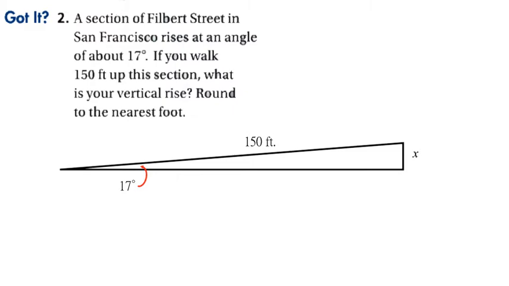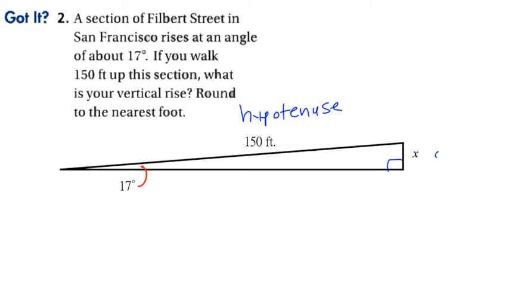All right, let's take a look at how to get the solution to this one. So our angle measure is 17 degrees. X is the opposite side and 150 is, excuse me, it's not adjacent, it is the hypotenuse, right? Because we have a right angle right here. I should have written that in there for you. That is a right angle. So this one is the hypotenuse, right?